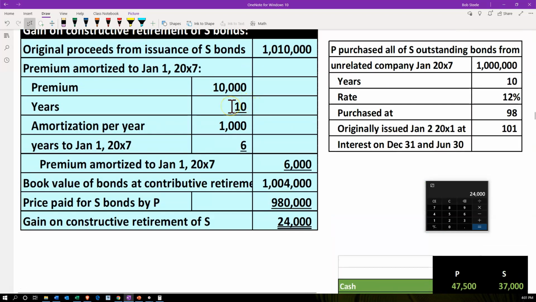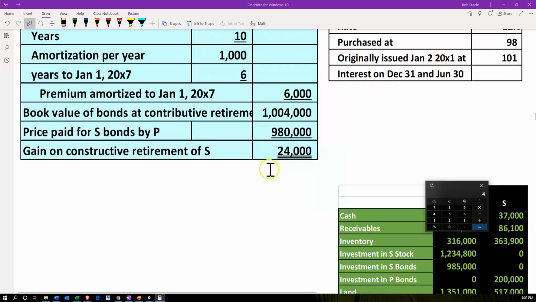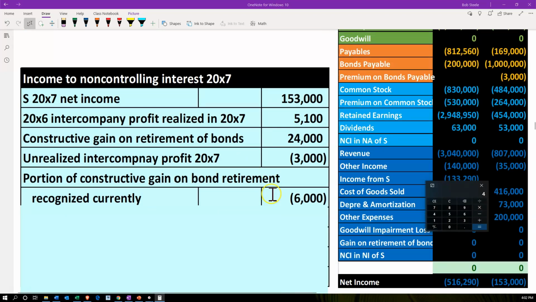And then we're going to be taking the 10 years minus the years to January 1st, 2000 X6, or the 6 years. And that's going to give us, of course, the 10 minus the 6 is the 4. And we're going to take this 24,000 divided by the 4. 24,000 divided by 4. And that's going to be our 6,000.